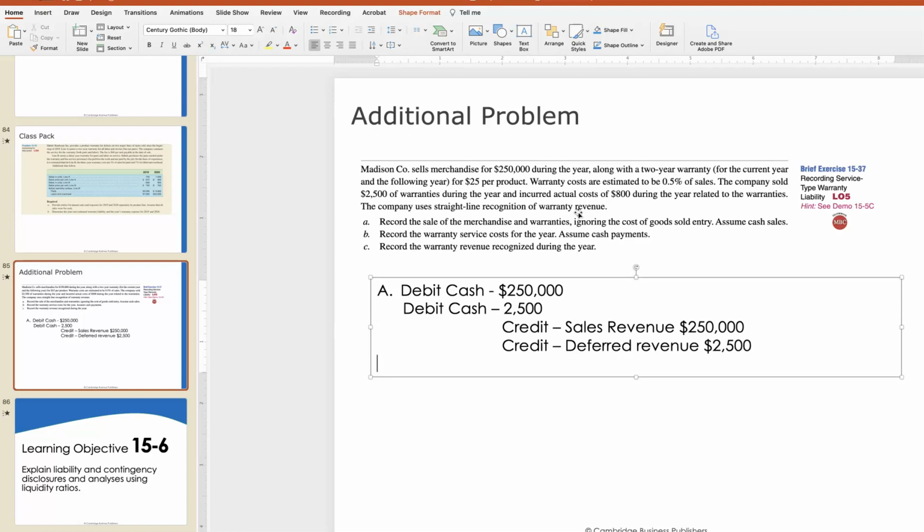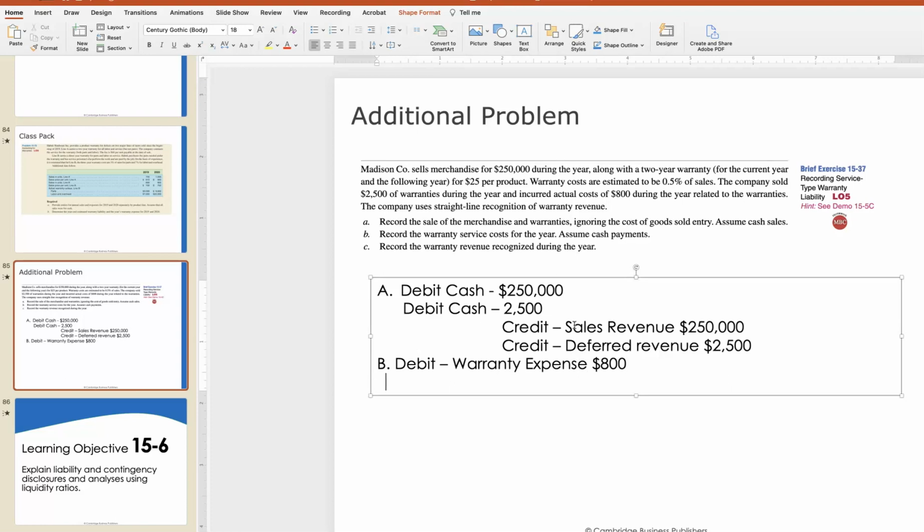All right, now we're still in the same year, so I'm doing letter B, and we've actually had some costs come in. So we incurred actual cost of $800 during the year related to the warranties. Remember, we got $2,500 in that'll cover 2 years. In the first year, we're going to record our expense. So we're going to debit warranty expense for $800 and credit cash. We're going to assume that we paid cash for those expenses.